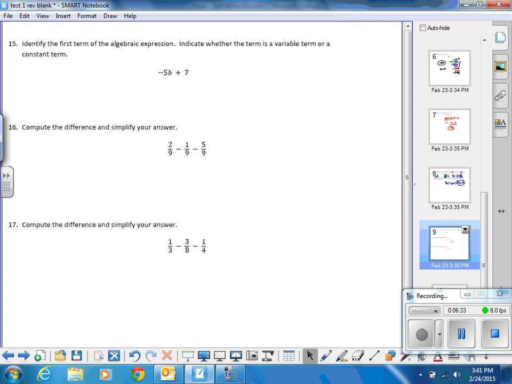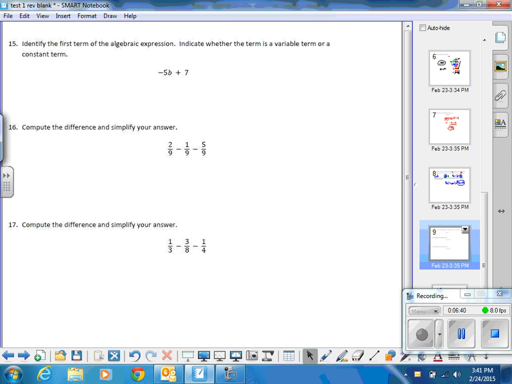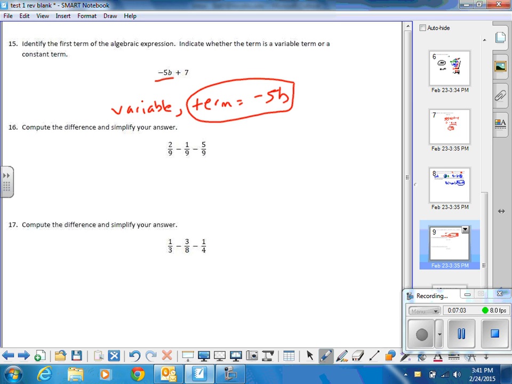The next one says, identify the first term of the algebraic expression. Indicate whether or not it is a variable term or a constant term. To be a variable term, it has to have a variable with it, which we see here, the first term of the expression does. So it is a variable term, and the term is negative 5b. That's what it is. You want to put everything together, including the sign.